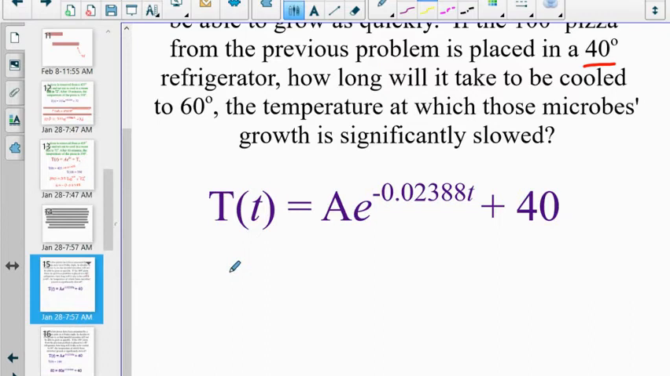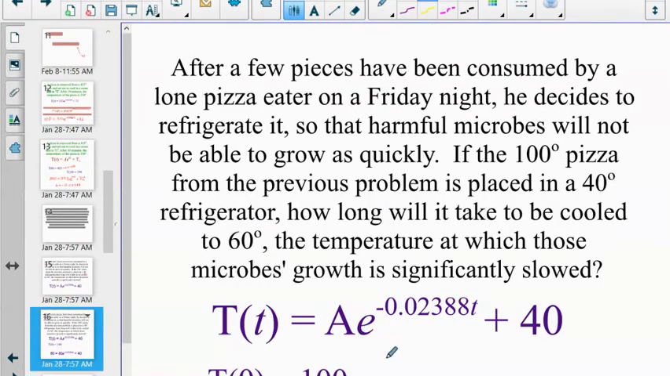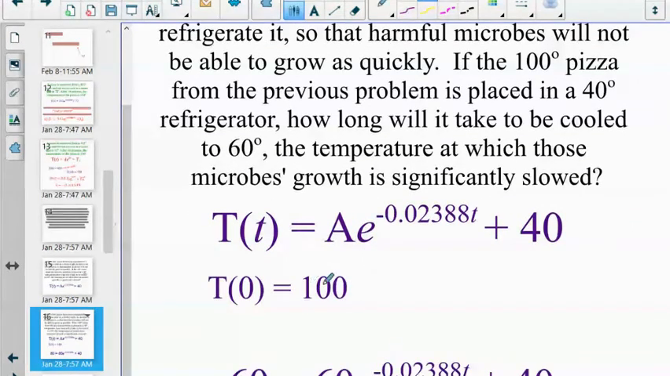I'll say that at time equals, actually, I think I'm going to cheat ahead. I think I've got this on the next slide. At time equals 0, our pizza is at 100 degrees. So that'll let us easily solve: 100 equals A times e to the 0, which is 1, plus 40. That tells us that our value for A is 60. 100 equals what plus 40? And so I plug that in for A. I've already got my T sub s, and now I've got my equation.